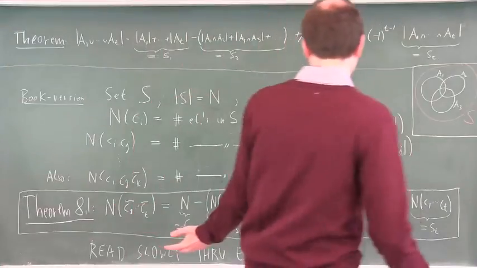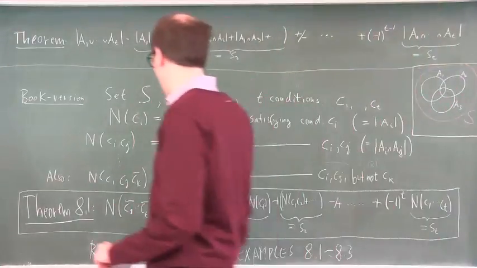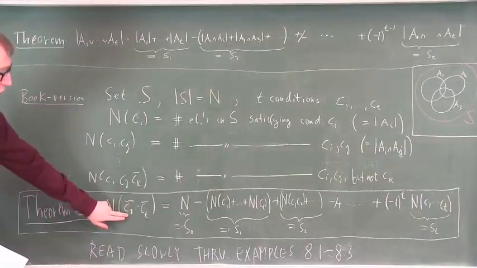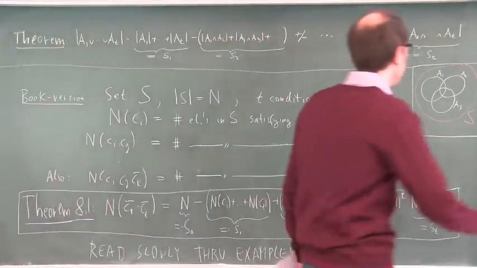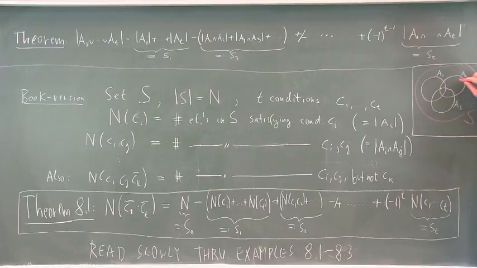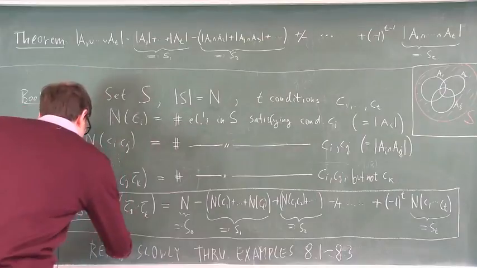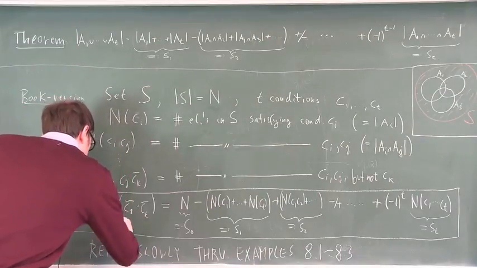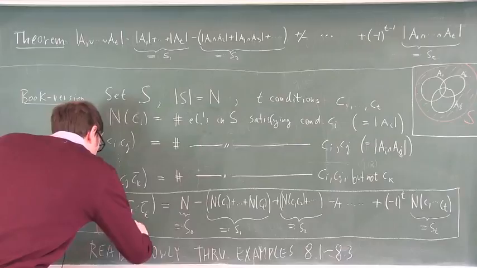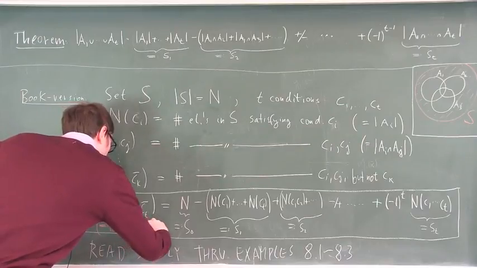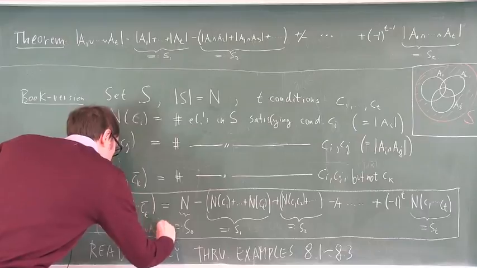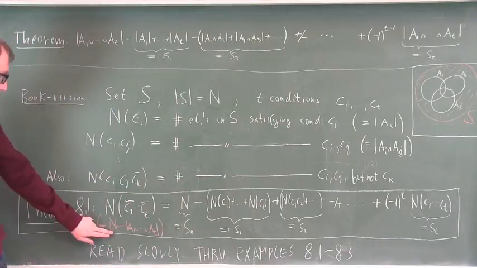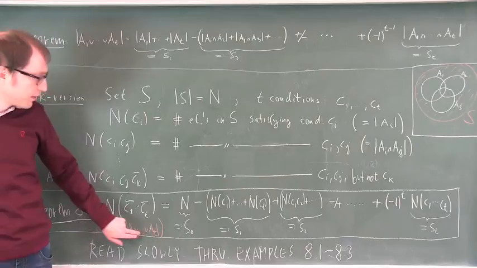And so what do we really count here? Look at this picture here. What do we really count? Well, we count the elements which do not satisfy these conditions. So they do not lie in A1, do not lie in A2, do not lie in A3. So it's everything outside. So this really is big N minus the number of elements in the union. It's really the same as the number of elements in S minus the number of elements in the union.